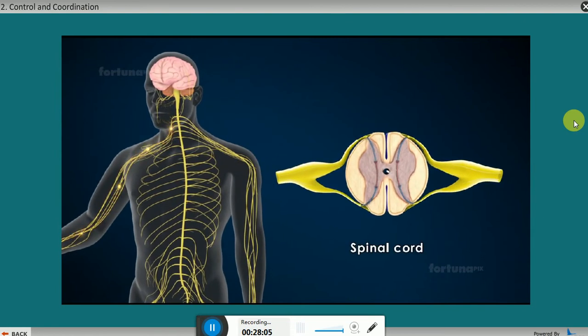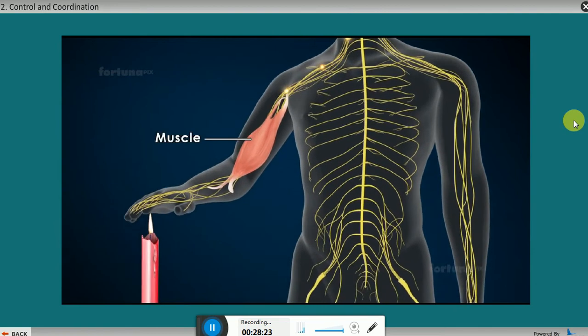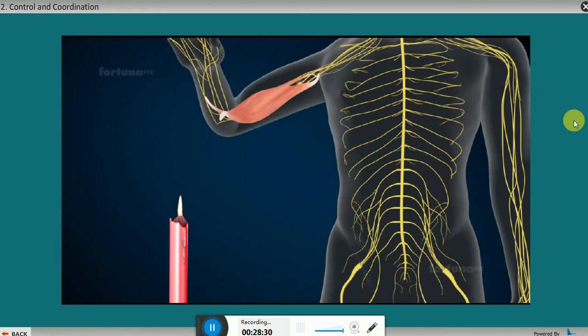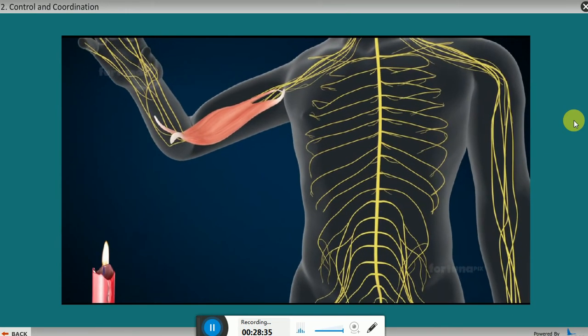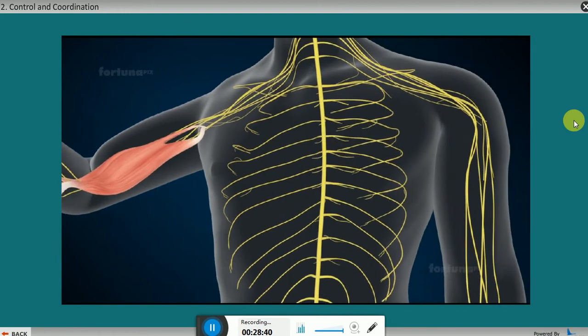In the spinal cord, the impulse will pass through an interneuron and cross over to the motor neuron. The impulse is then carried to the effector, which, in this case, is the muscle in your arm. Instantly, the muscle will contract and withdraw the hand in response to the stimulus. This complete reflex action will happen so quickly that you'll pull your hand away without thinking about it.